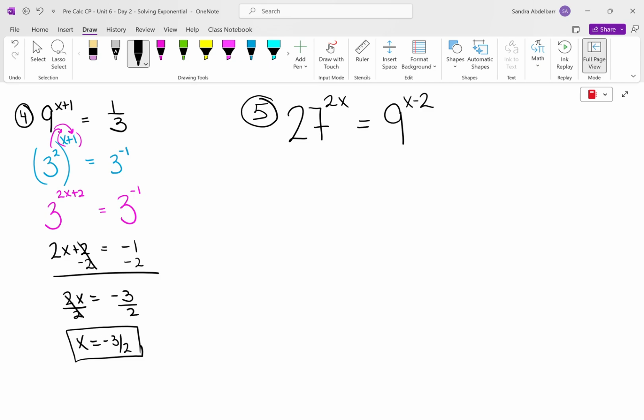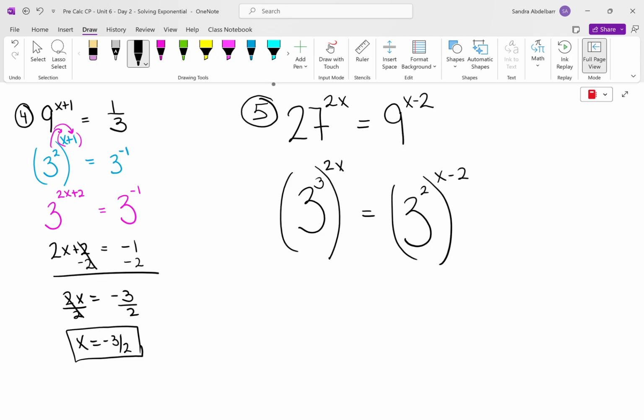We ready? Yeah. All right, what did we change them both into a base of? 3. So for 27, it's 3 to what power? The third, but now we're still raising that to the 2x power. And 9, we've changed that to 3 to the second raised to the x minus 2 power.